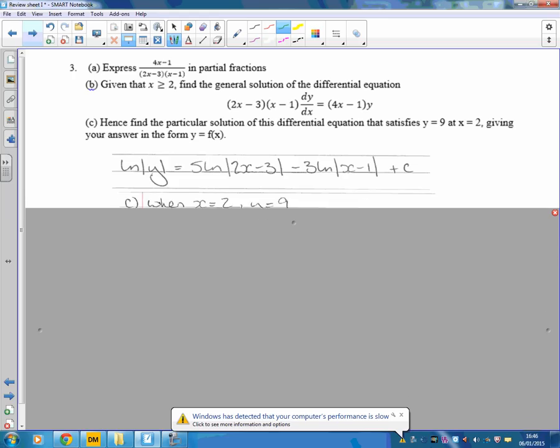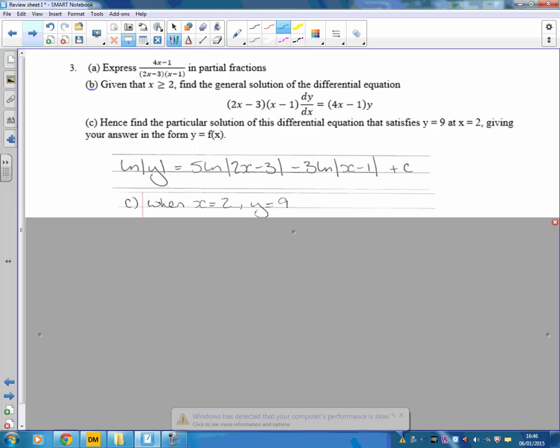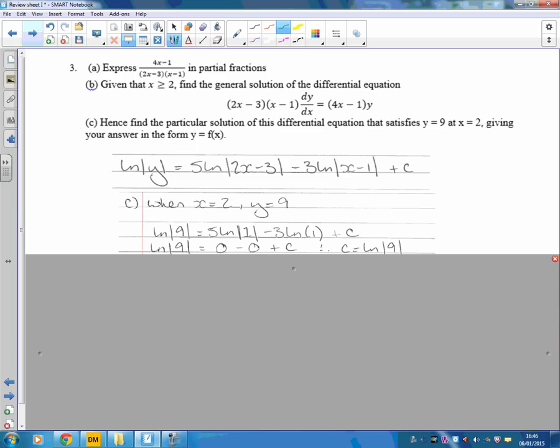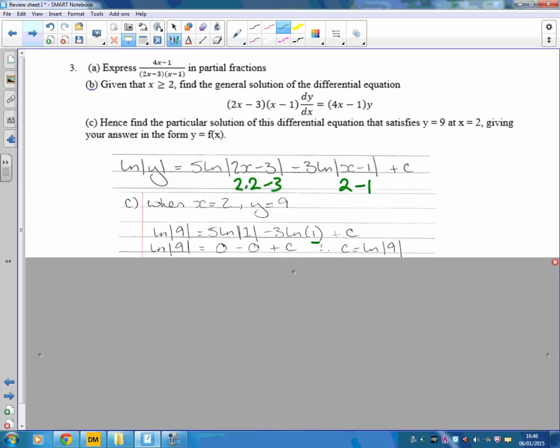Okay, so we were here, and the last bit of information we got is x equals 2 and y equals 9, so let's substitute in. Starting on the left, ln 9 equals 5 lots of, substituting 2 in, 2 times 2 minus 3, so that's 4 minus 3 is 1. Take away 3 ln, substituting in 2 again, so 2 minus 1 is 1, and plus c, which we're trying to work out. Let's combine that together using some of our fun log laws.